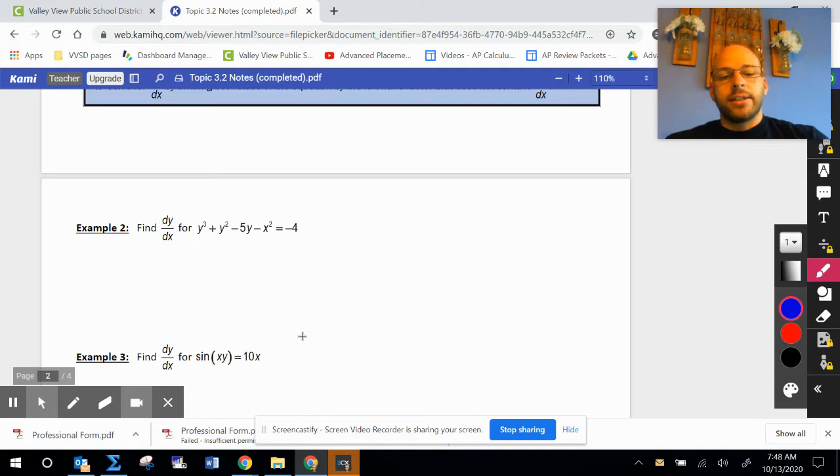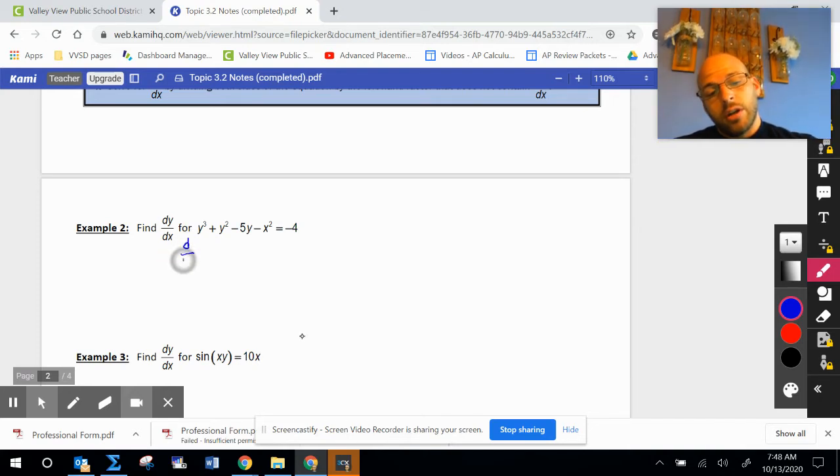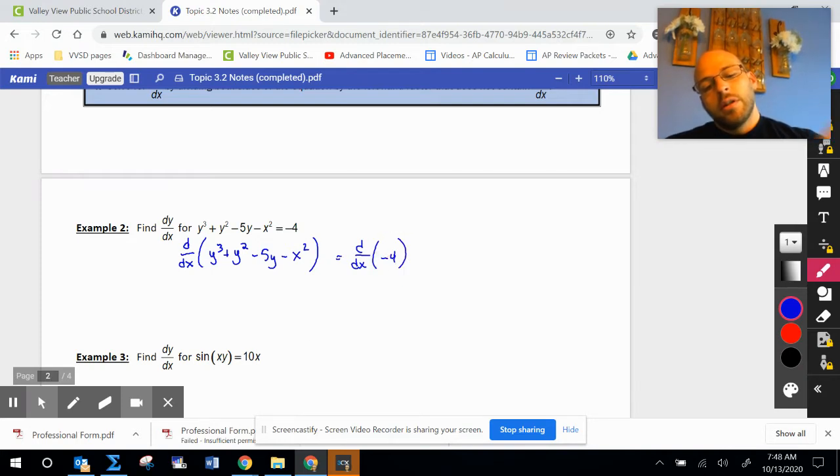So if you take a look at example 2, I want to find dy over dx. I want to take the derivative with respect to x of this function. Now, I'm going to use good notation here. I'm going to take the derivative with respect to x of both sides. And remember, what we do to one side, we do to the other.